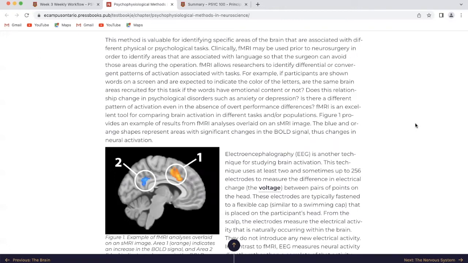I have a figure here that shows the blue and orange shapes that represent areas with significant changes in the BOLD signal, thus changes in neural activation.